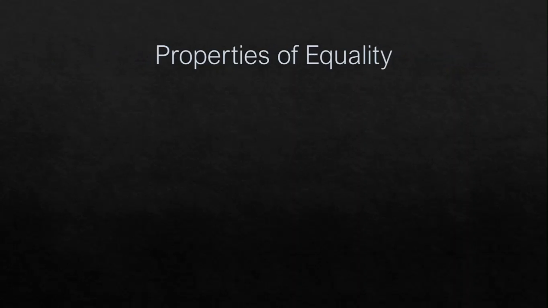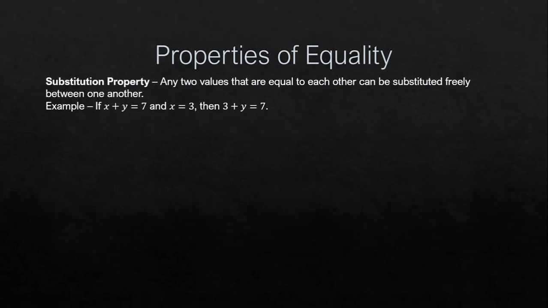Okay, and then just to finish things up here, we do have a few properties of equality. These are a little bit less important than the ones we've done before, but still good stuff to know, and some of it's going to be pretty obvious. So the first one is the substitution property, which we've used. Any two values that are equal to each other can be substituted freely between one another.